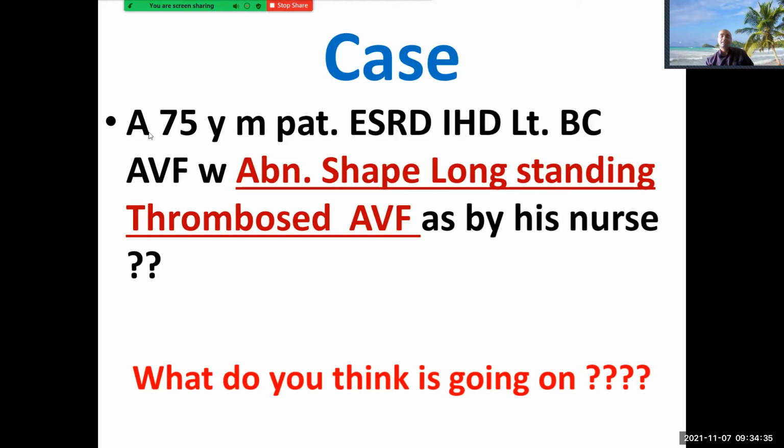Now, a 75-year-old male patient with end-stage renal disease, IHD, left brachiocephalic fistula with abnormal shape, long-standing thrombosed fistula as noticed by his nurse. What do you think is going on?